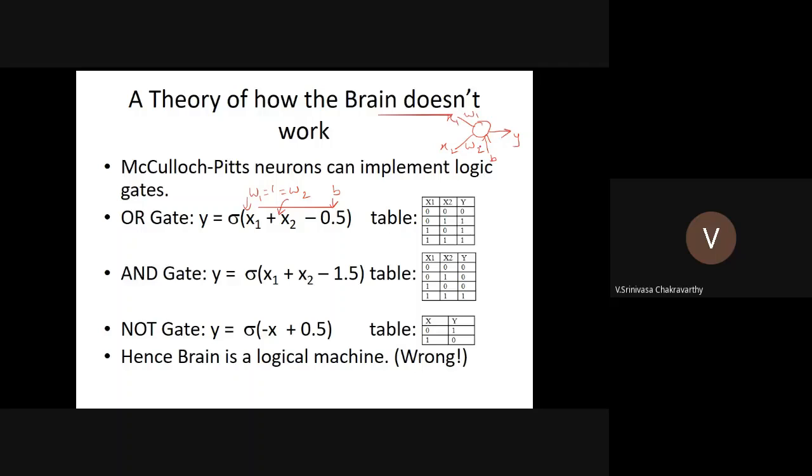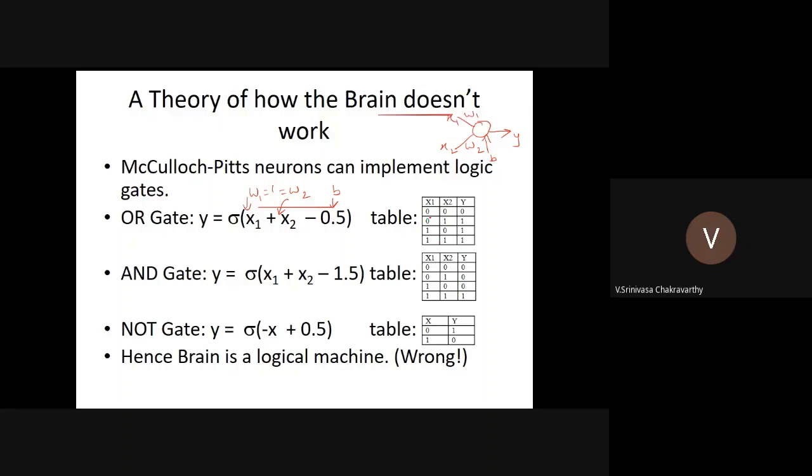So if you take a simple neuron model like this, then let W1 be equal to 1, W2 also equal to 1, and bias is minus 0.5. Then you can see what happens. This is the truth table of the OR gate: 0, 0 gives you 0; 0, 1 gives you 1; 1, 0 gives 1; 1, 1 also gives 1.